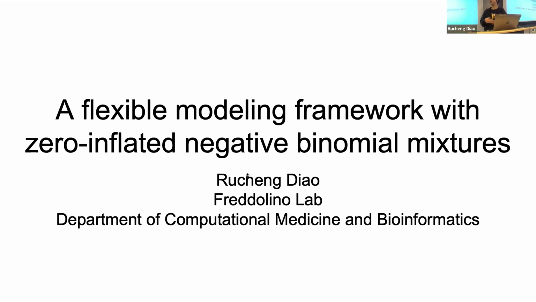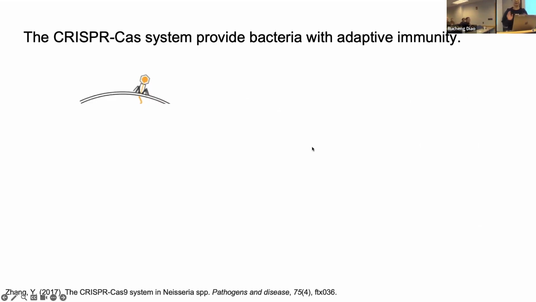My talk today is going to be on a flexible modeling framework that uses a zero-inflated negative binomial mixture model. Before we go into the tools part of it, I want to introduce this whole thing with the data that led us to this tool. We have a collaborator in the Department of Biological Chemistry that worked on CRISPR-Cas in Nigeria.